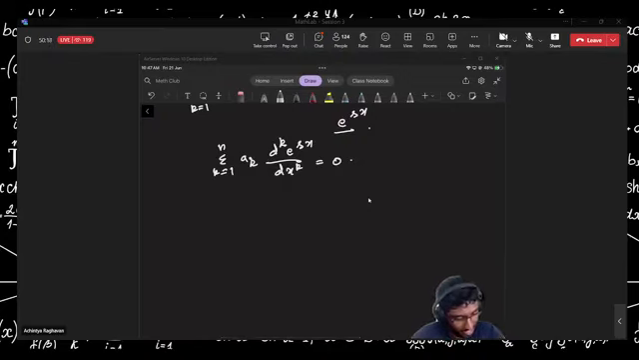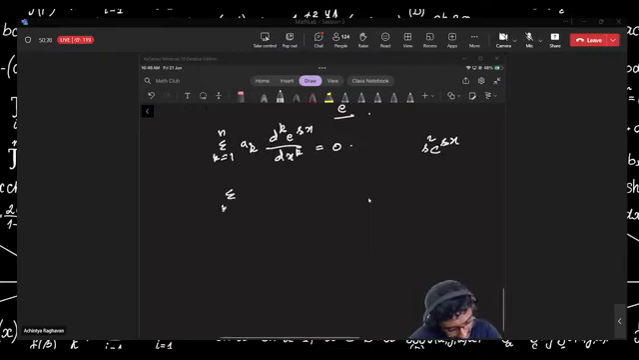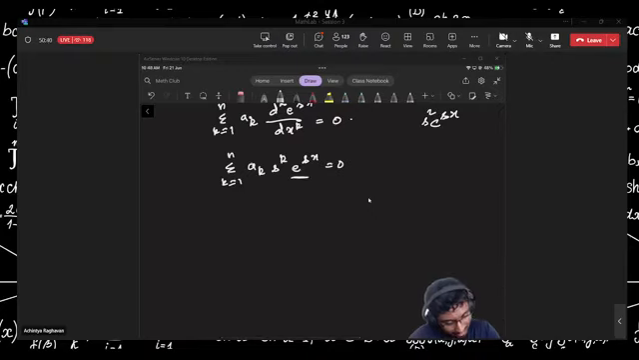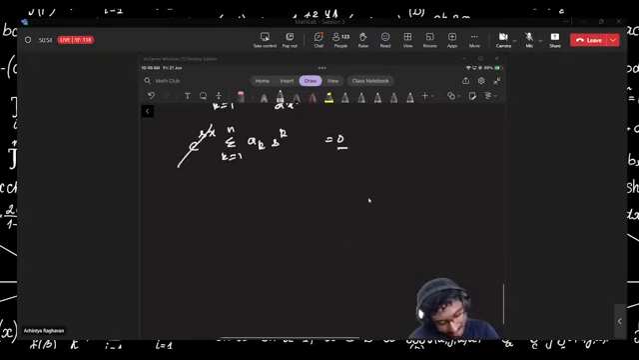Notice the number of times you differentiate this. If we differentiate it once, we get s e power sx. Differentiate it twice, we get s square e power sx, because s is just a constant. Derivative of s with respect to x is just 0. So this simplifies very nicely to the sum of a_k s power k e power sx equal to 0. And e power sx is independent of k, so we can take it out. And e power sx is never 0, so we can just cancel this because it's 0 on the other side. And so we get this thing is equal to 0.